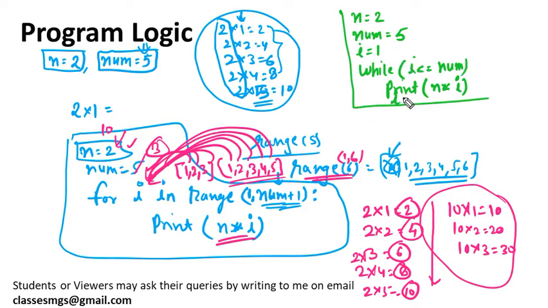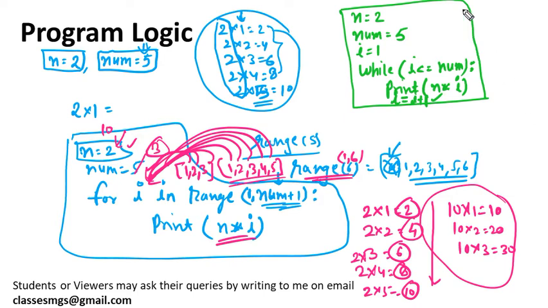And don't forget to increment the i value in case of while loop, because while loop doesn't increment by default. You need to write i equals to i plus 1. Remember this line. If you forget this line, this loop will be infinite. Okay, so this way you can do. So let's try to run this with some sample input.